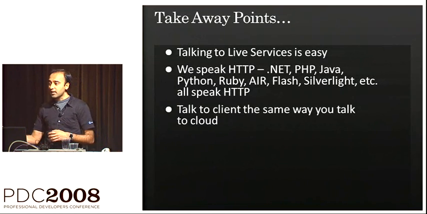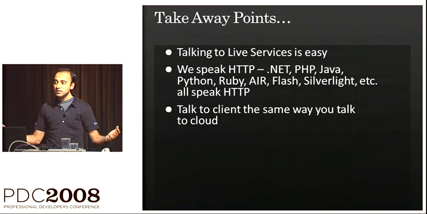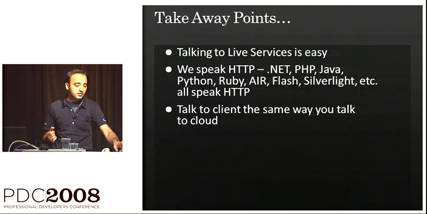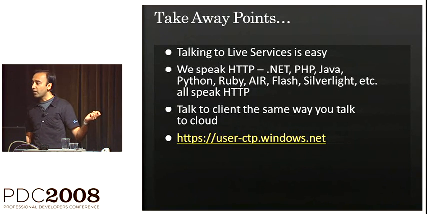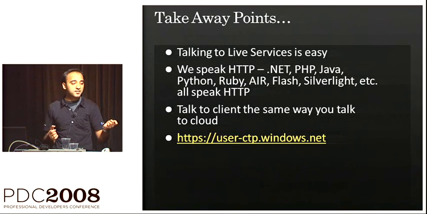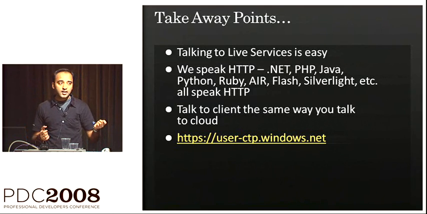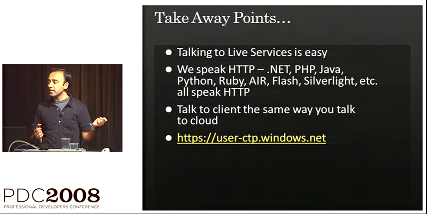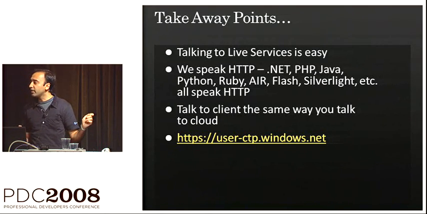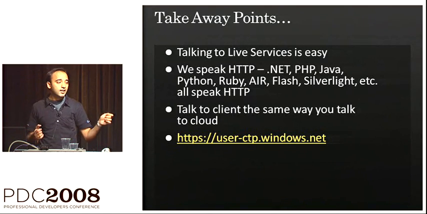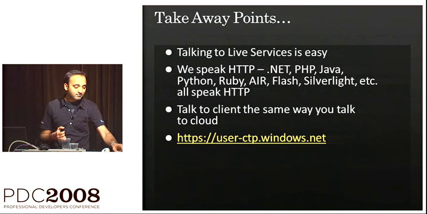We saw that talking to the client is the same as talking to the cloud. There's no difference whatsoever. And this is the key point to remember. The endpoint that you're hitting on the cloud is user.ctp.windows.net. I will highly encourage everybody to do a lab, get a token, provision yourself with Windows Azure, the developer portal, and then start using this.